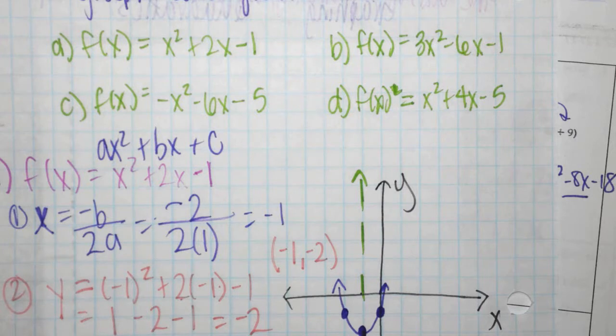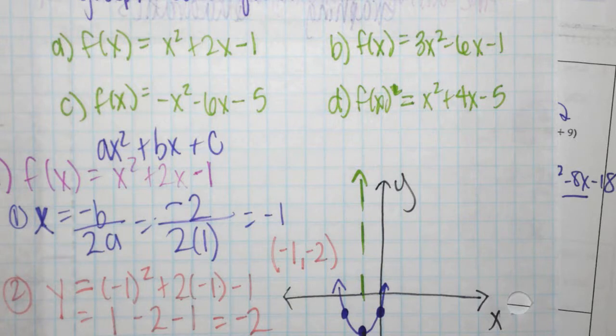Okay, where's this 9 come from? It's 1 squared. Remember, we exponent before we multiply. It should be the opposite of b divided by 2 times a. So it should be the opposite of this divided by 2 times this.